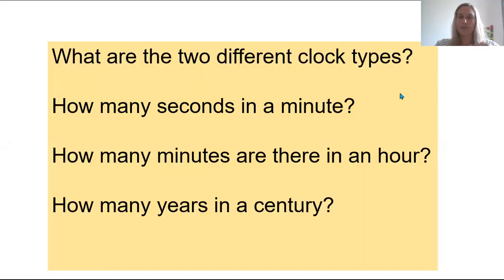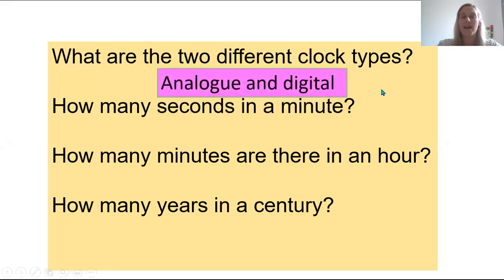So some more review. What are the two different clock types? If you were listening carefully, I said this at the start of the lesson. They are analog and digital.